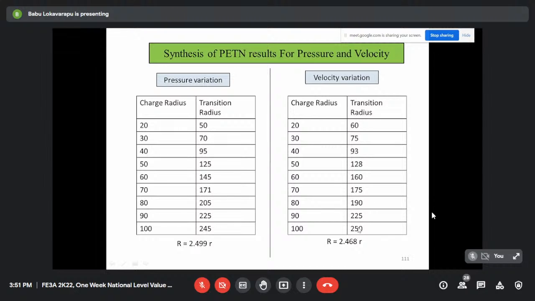Then there is a correlation between capital R and small r: for pressure variation, R equal to 2.498 small r, and for velocity variation, capital R equal to 2.469 small r. Using these two equations, where small r is the radius of the explosive, I can find the transition. So I know the empirical relation. Using this, you can model or design the real blast scenario to safeguard the equipment, the people and the surroundings. So this is the pressure velocity relation.